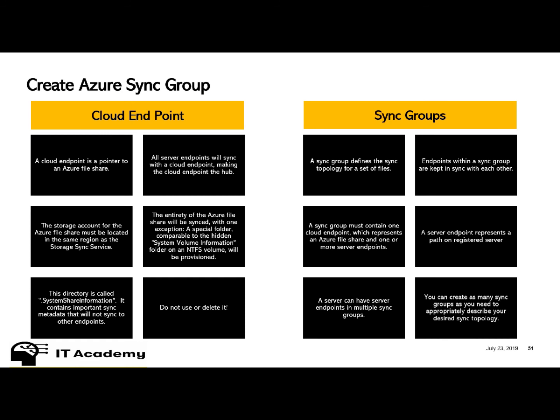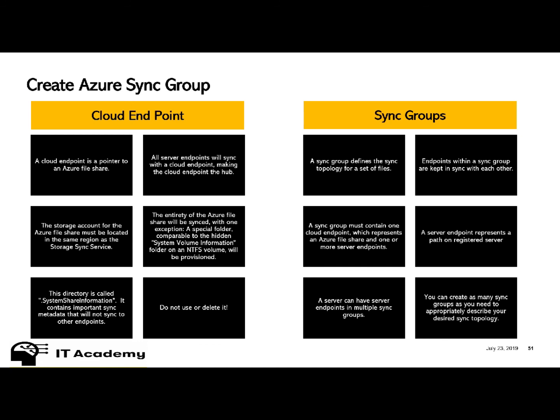Synchronization groups allow us to control the content and where they're replicated to. So a sync group defines the synchronization topology for a set of files. Endpoints within a sync group are kept in synchronization with each other. So if I create a sync group and add 3 servers to it, I'm basically grouping those servers together to have the synchronization occur between them.